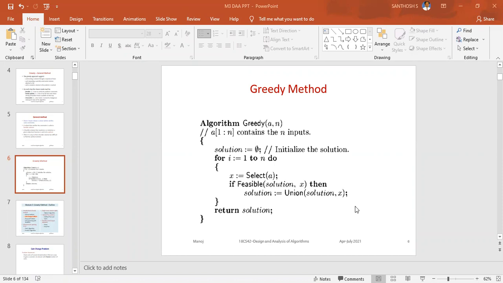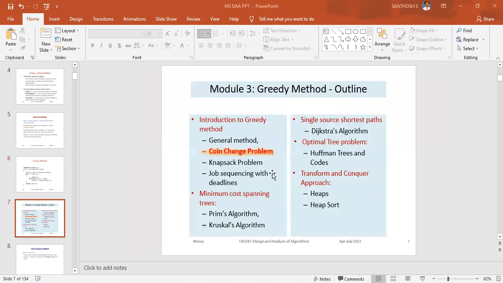So I hope you all understood this particular topic. This class is up to the general method of the greedy technique. In the next class, I will go with the problems, where these greedy techniques are used. I hope you all understood.